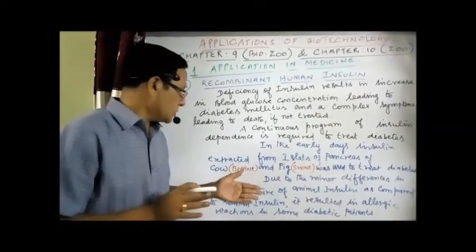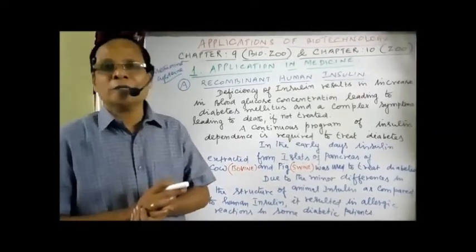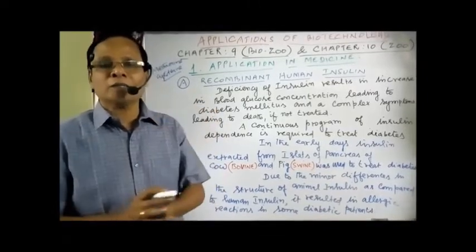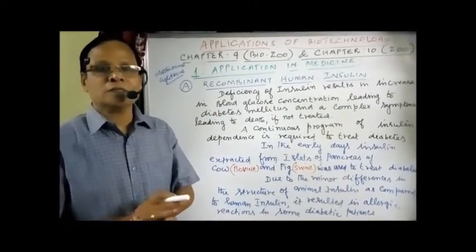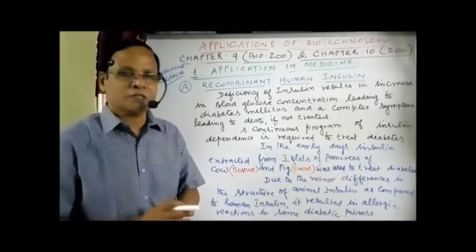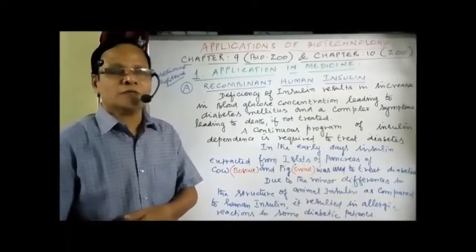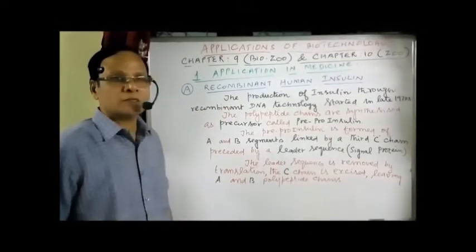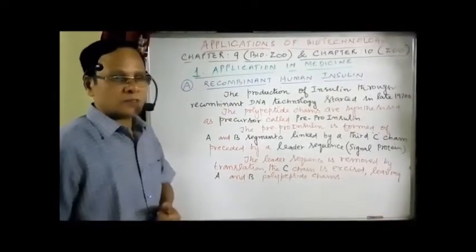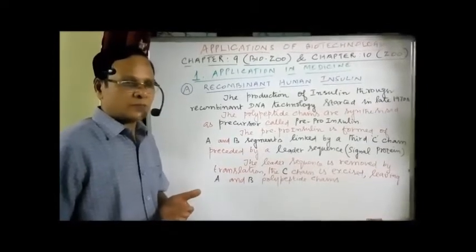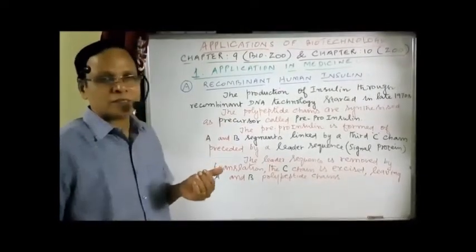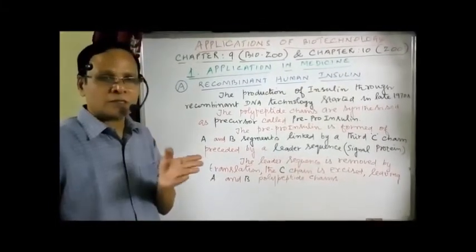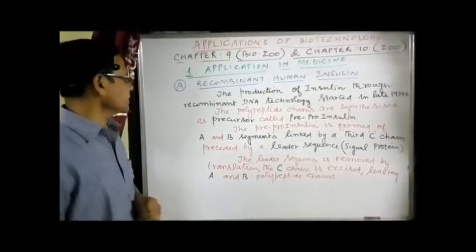So the insulin hormone is now produced by means of recombinant DNA technology. The production of insulin through recombinant DNA technology started in the late 1970s. That is, Best and Banting extracted this hormone from the dog and demonstrated its effectiveness. You will see that later.